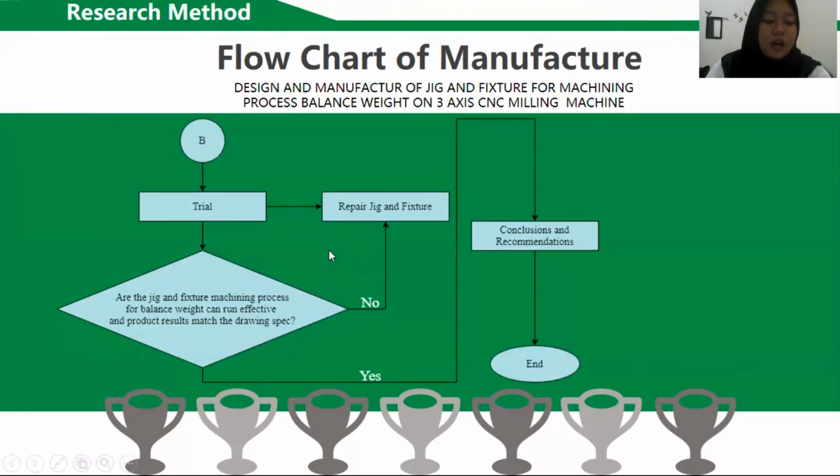After that, doing a trial, to check whether the jig and fixture machining process for balance wheel can run effectively and the product result matches the drawing specification. If the result is no, then must repair the jig and fixture. If the result is yes, can go to the last steps: making, calculating, and recommendation.